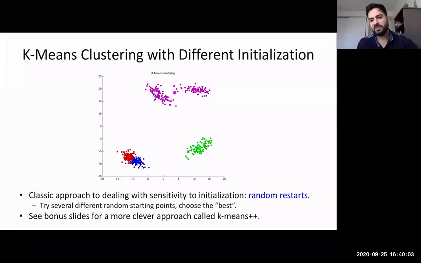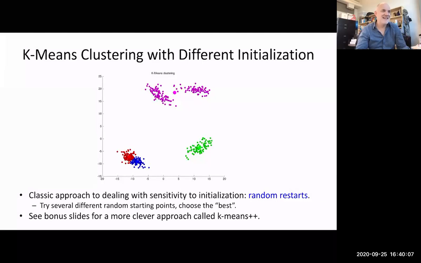Yep. Could we build a distribution based on distance from the means? Oh, Alan, oh. You should take 440.